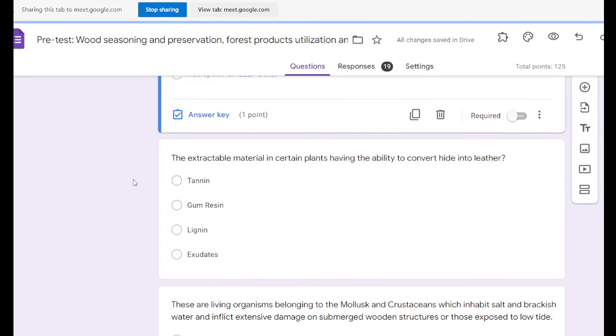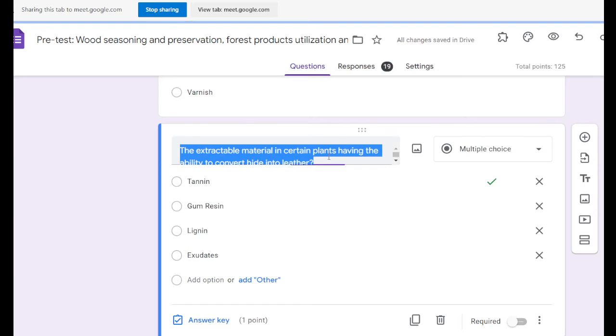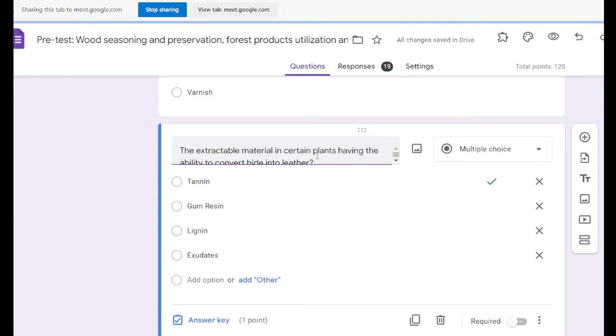Next, the extractable material in certain plants having an ability to convert hide into leather. So, I believe you know the answer to this. The answer is tannin. Okay? As a leathering property.